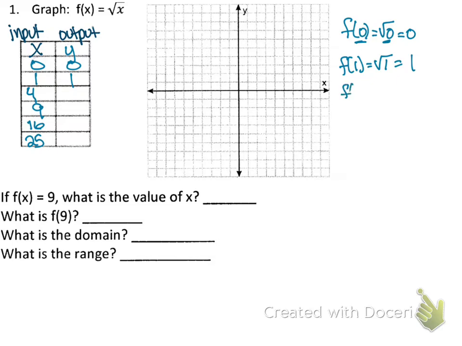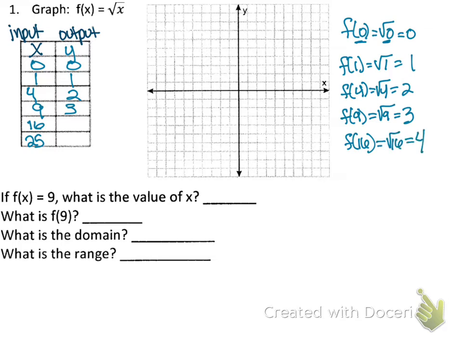So f of 4 equals the square root of 4. The square root of 4 is 2. So when I put a 4 in for x, I get a 2 for y. Let's go for f of 9. That's the square root of 9. We know the square root of 9 is 3. So when we put a 9 in for x, we get a 3 for y. Let's do f of 16. That's the square root of 16. We know the square root of 16 is 4, so we can put a 4 in there. And lastly, for this table, f of 25, the square root of 25, which equals 5.